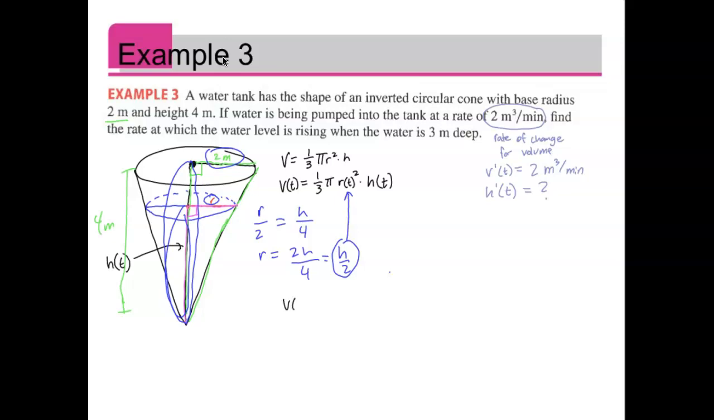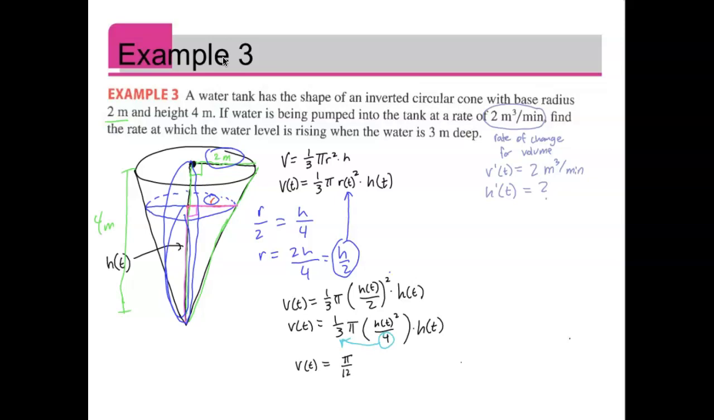All right? So now I get V of t equals 1/3 pi, and instead of r, I'll have h of t over 2 squared times h of t. That's great. So now I have this volume formula in terms of only the height, which is the thing I'm looking for. That's why I put it in terms of the height, right? And before I do calculus with this, let's just simplify it. So volume is 1/3 pi times h of t squared over 4 times h of t. I'm just going to pull this 4 out and multiply it here to make 1/12, and then I'll put the pi over that 1/12. So V of t equals pi over 12 times h of t quantity cubed.